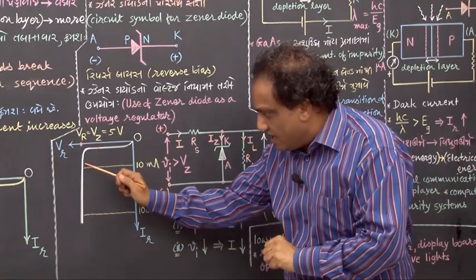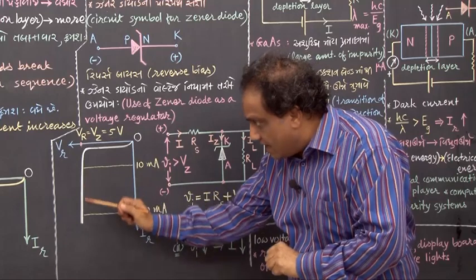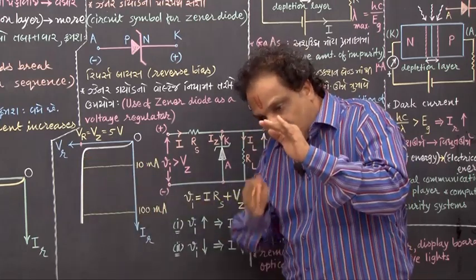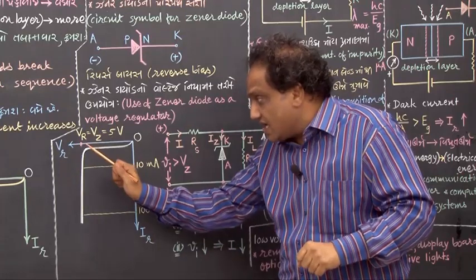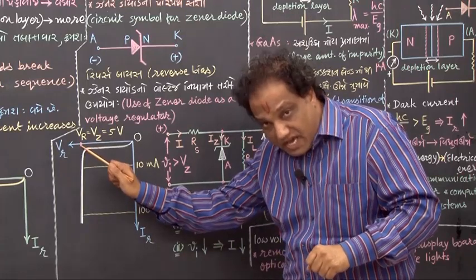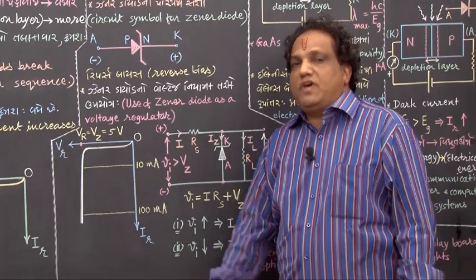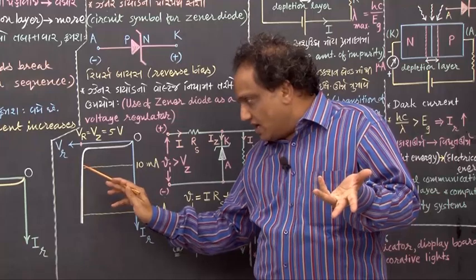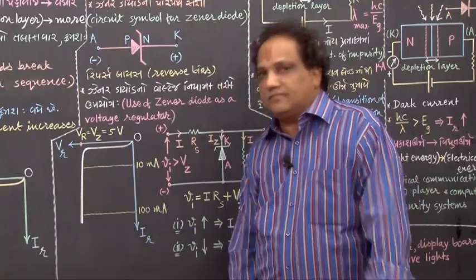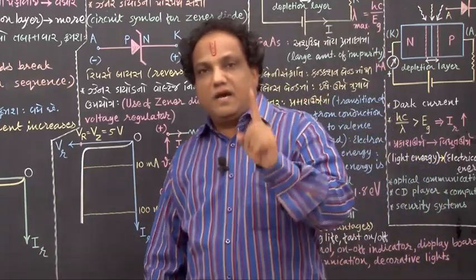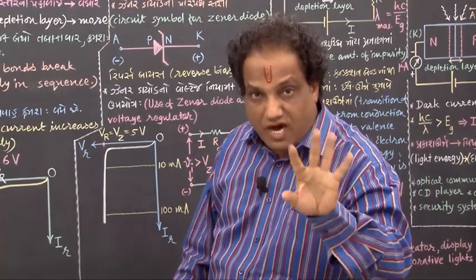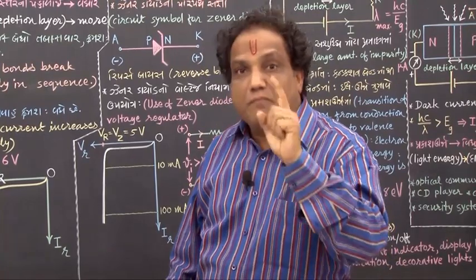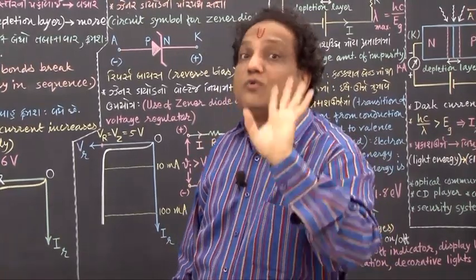Though current may increase or decrease, there may be large change in reverse current, but that large change in reverse current occurs at the same constant voltage. Then you may have a question, though voltage remains constant, how current goes on increasing? See, current I is equal to V upon R according to Ohm's law, correct? So, I is no doubt proportional to V, but I is also inversely proportional to R.